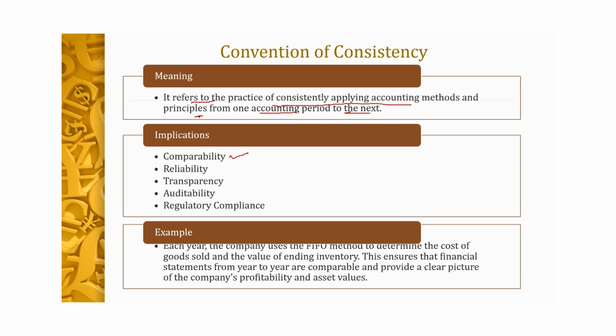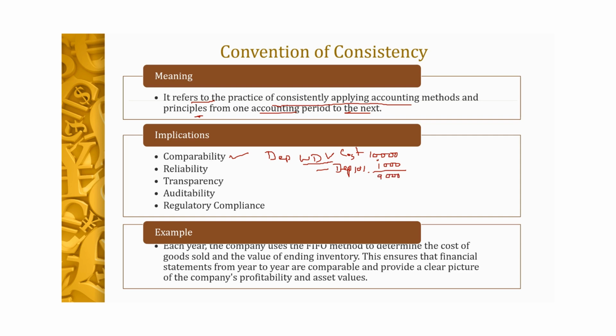For example, suppose for charging depreciation, we have used the written down value method. Now what the convention of consistency says is that we should apply the same method over the different periods. Suppose my asset's cost is 10,000. First year, suppose the rate of depreciation is 10%. So first year my depreciation will be 1,000, so written down value becomes 9,000.